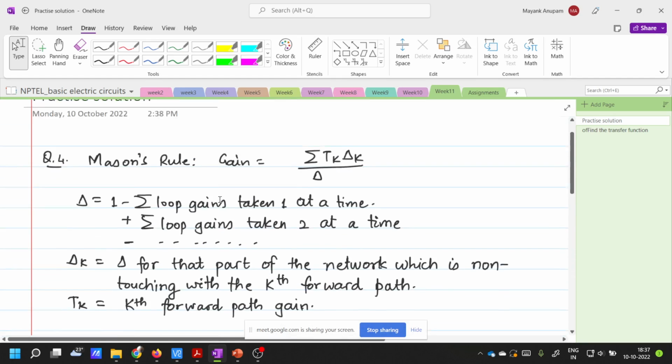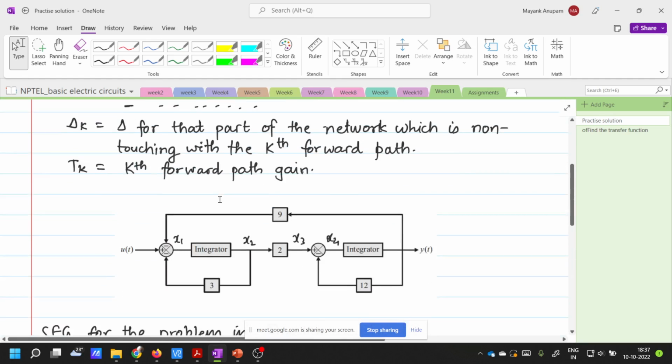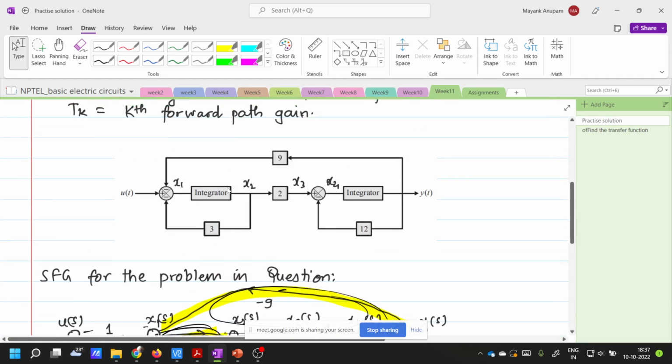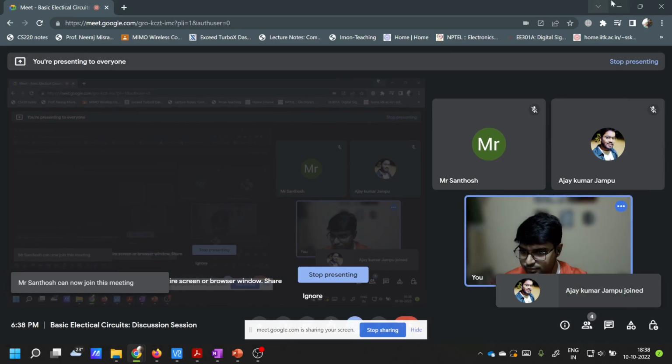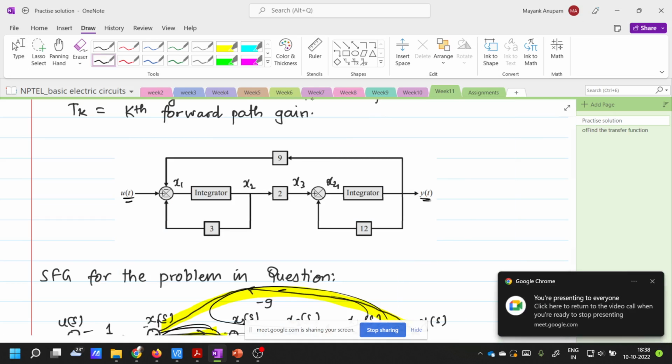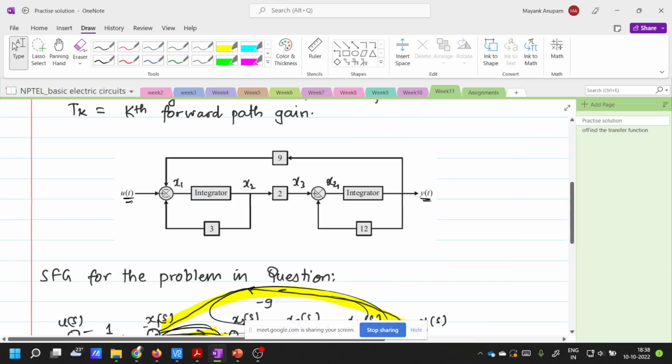So let's go back once more. Okay, so this is the question, and in this question you have to find out the transfer function between u and y. Basically the transfer function from u(t) to y(t). And the transfer function is defined in the Laplace domain, right? So the transfer function will be what? Y(s) divided by U(s). Cool. So this is the transfer function you have to find out.